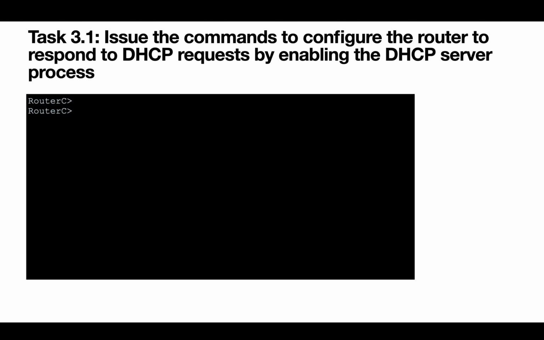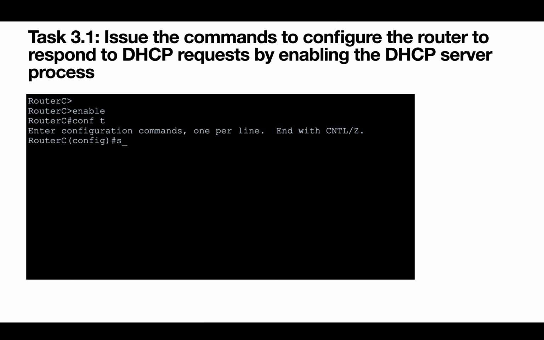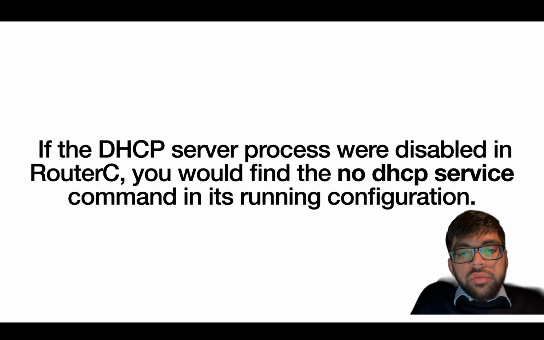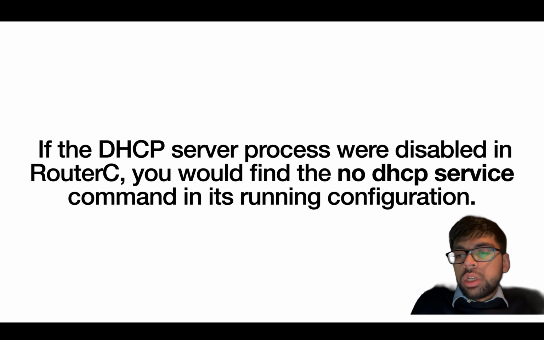So we need to issue the commands to configure the router to respond to DHCP requests by enabling the DHCP server process. We enable, go into global configuration mode, and now we do service dhcp. Okay, done it. That's what we need to do. If the DHCP server process were disabled in router C, you would find the no service dhcp command in its running configuration.